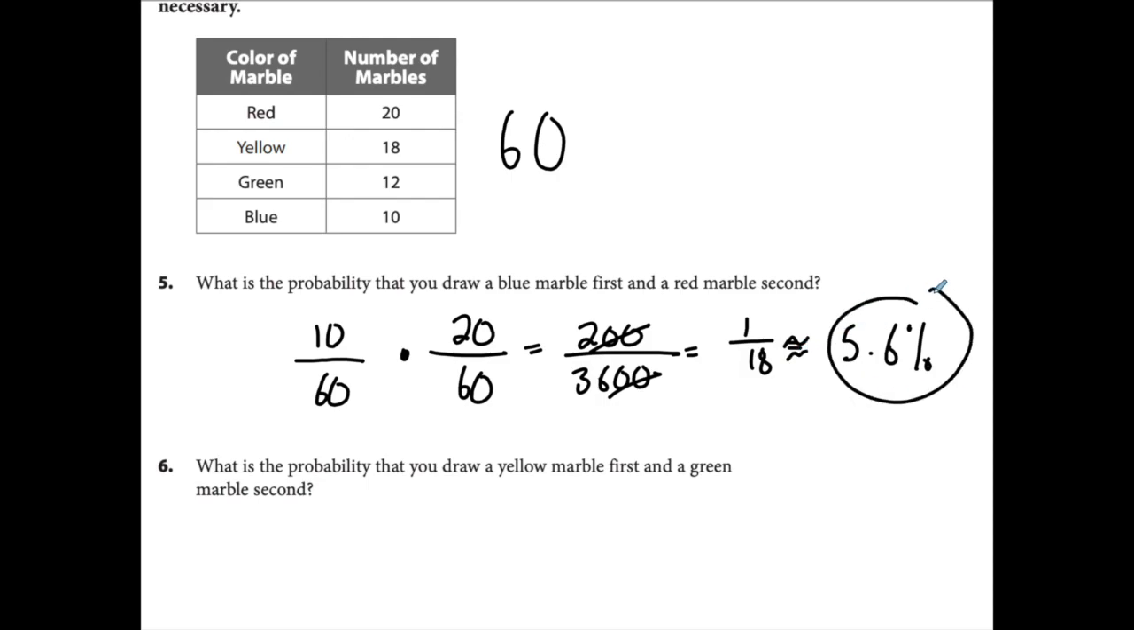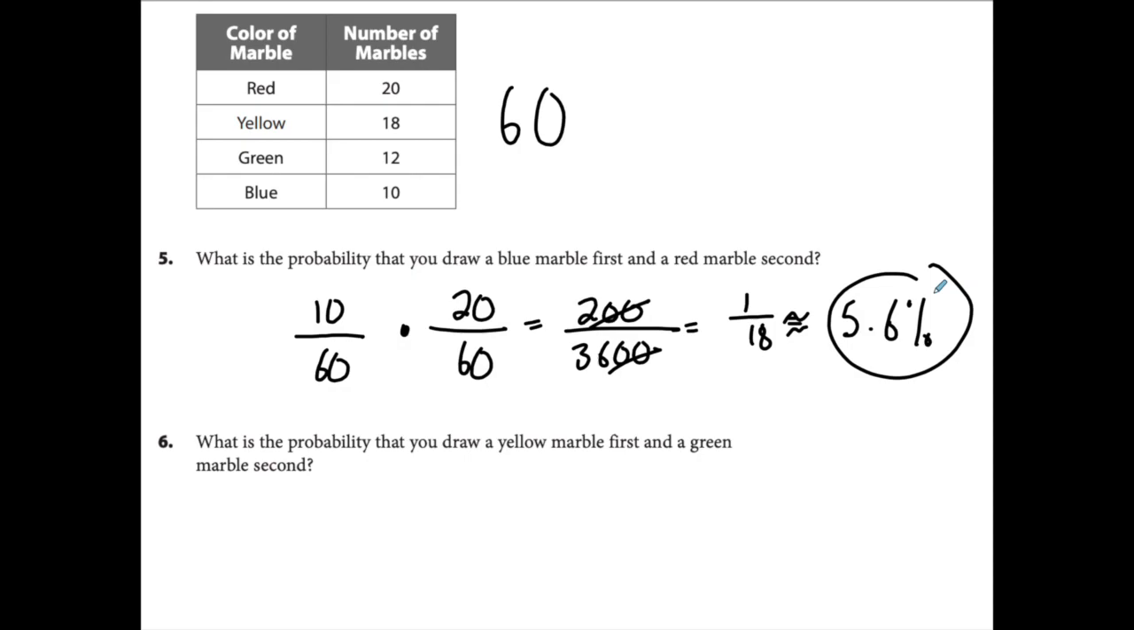All right. What is the probability that you draw a yellow marble first and a green marble second? So the probability to draw a yellow marble is 18 over 60. The probability to draw a green marble is 12 over 60, because the marble was put back. So I'll do a little bit of simplification here.